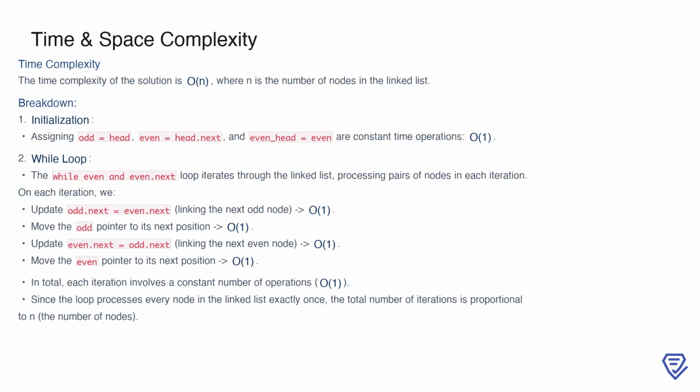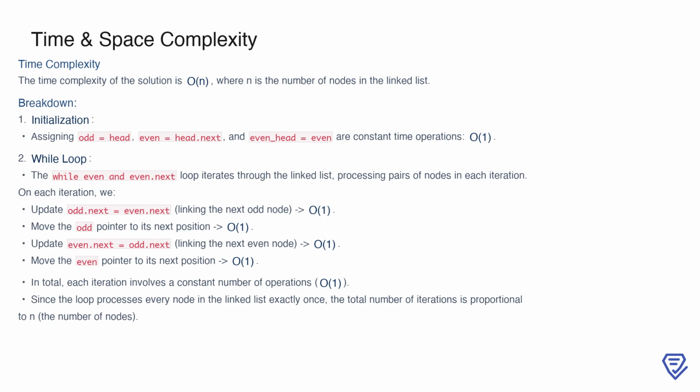The time complexity of this solution is O(n), where n represents the number of nodes in the linked list. Let's break this down step by step. First, during initialization, we assign pointers such as odd equals head, even equals head.next, and even_head equals even. These are constant time operations, taking O(1).